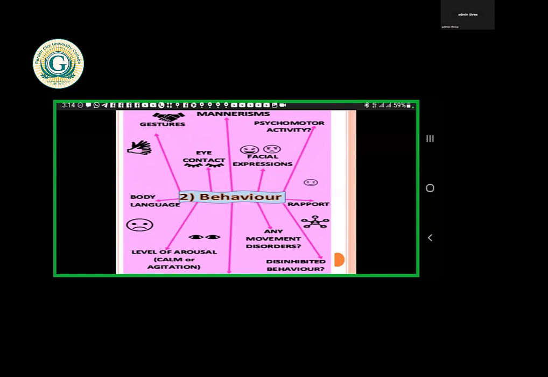And you need to document without judging. You don't make deductions from what you see. You rather document what you see exactly as it is.